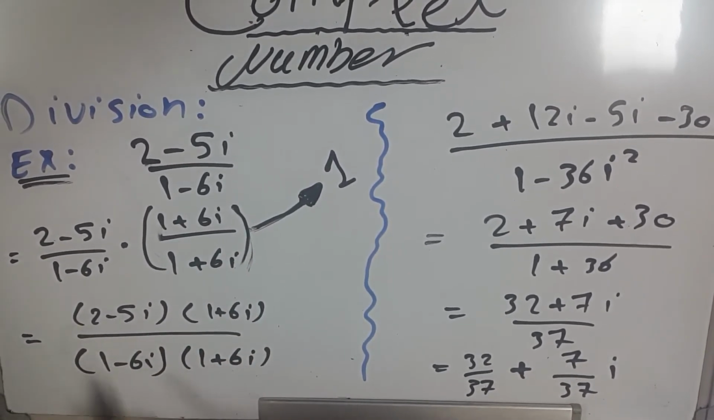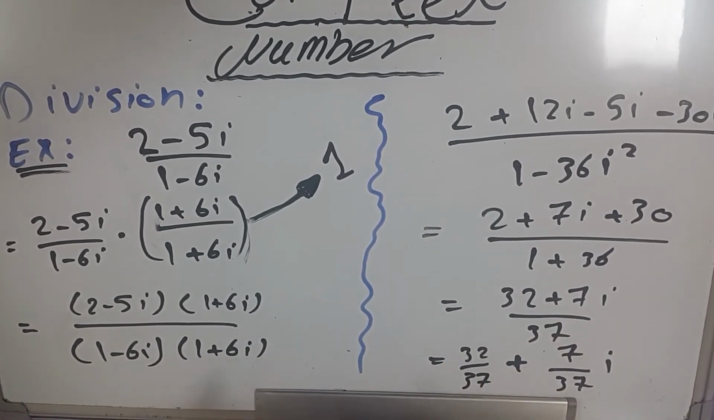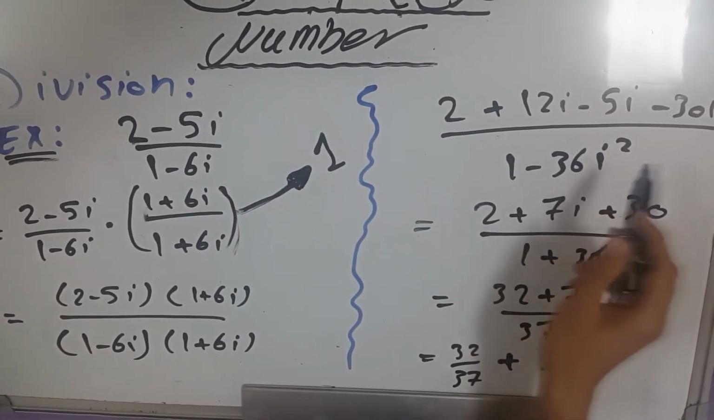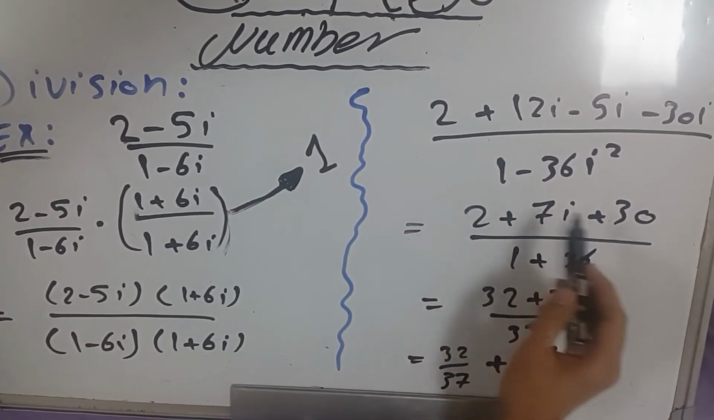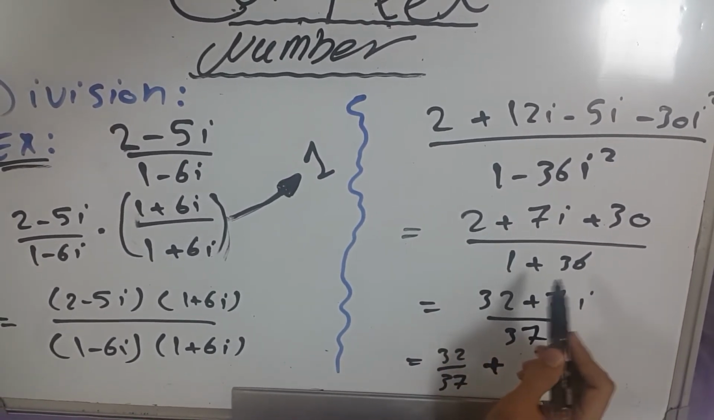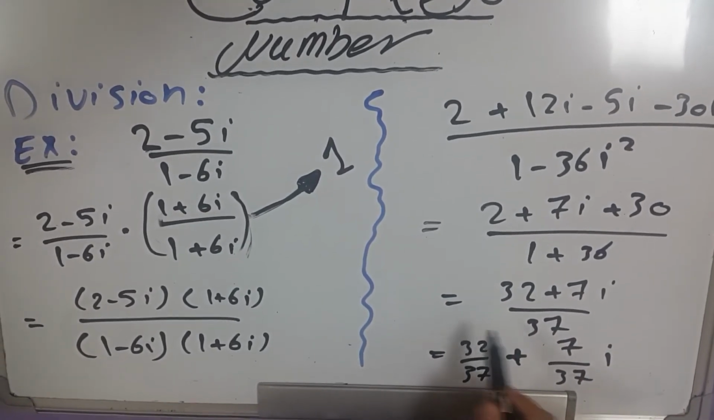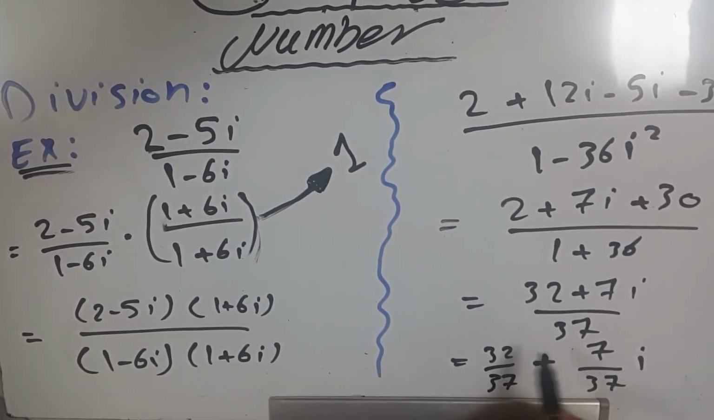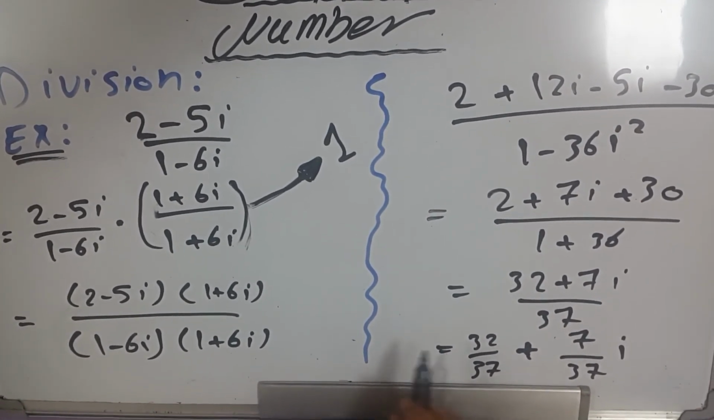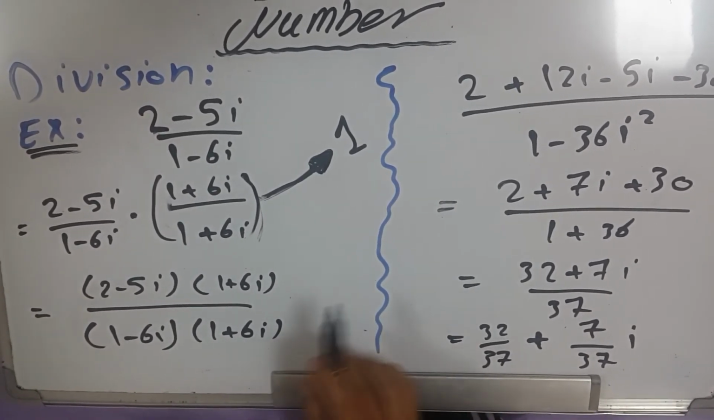We will start here, and by multiplication, as we have done before, it will equal 2 plus 12i minus 5i minus 30i squared over 1 minus 36i squared, which will equal 2 plus 7i plus 30 over 1 plus 36, which will equal in the end 32 plus 7i over 37, and the final answer is 32 over 37 plus 7 over 37 i, and it will be in the final form of a complex number.